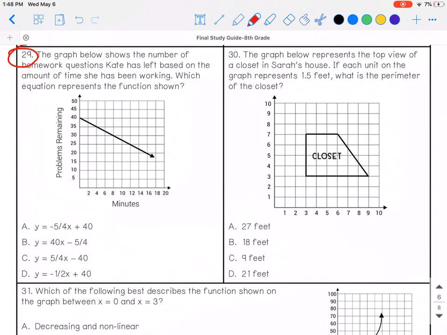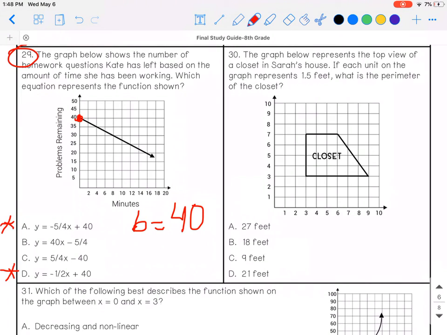So, remember that y-intercept is going to be right here. I see that when x is 0, y is at 40. So I know b in my equation is going to be a positive 40. And I could see that that means that this answer is either going to be A or D, because I know it has to be a positive 40 at the end.